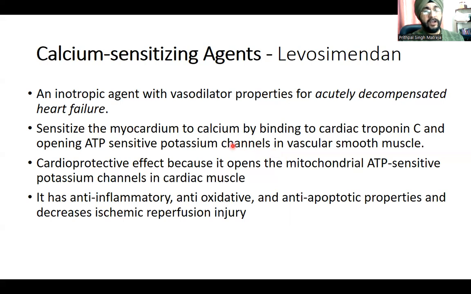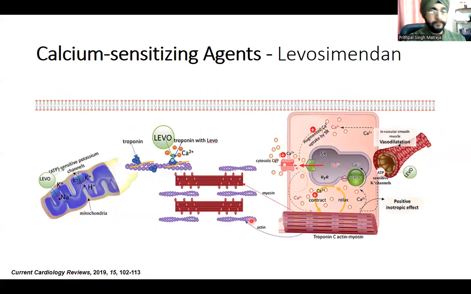Now, this particular drug has been found to be cardioprotective because it tends to open the mitochondrial ATP sensitive potassium channels in the cardiac muscles. It has been shown to have anti-inflammatory, antioxidative, and anti-apoptotic properties. Apart from this, it also tends to decrease the ischemic reperfusion injury that is associated in cases of shock.